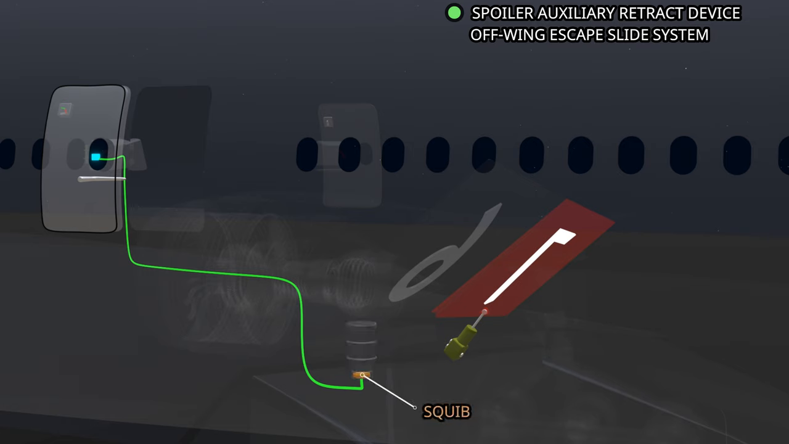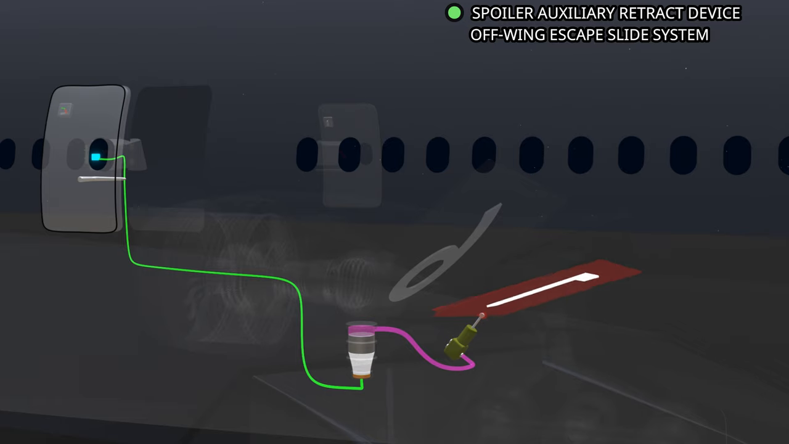The device has a squib, propellant, a floating piston, and hydraulic fluid. A hydraulic line connects to the retract side of the number 7 spoiler actuator. The battery power fires the squib. The heat triggers a secondary reaction in the propellant. The gas pressure pushes the piston. This forces the hydraulic fluid to the retract side of the actuator, and the spoiler retracts.